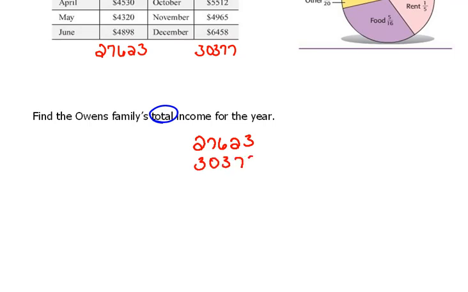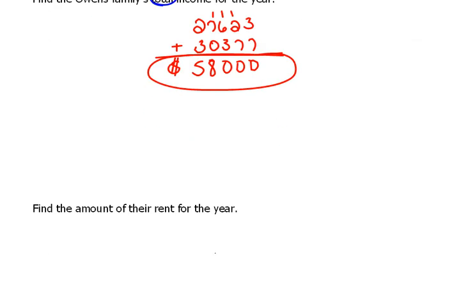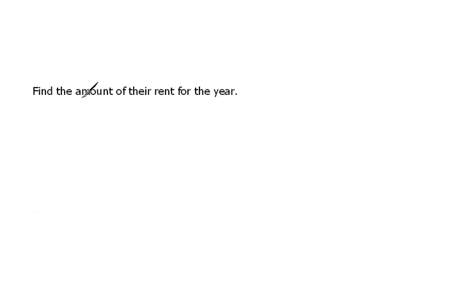So now if I add those two things together, we get 7 and 3 would be 10, 7, 8, 9, 10, 6, 7, 8, 9, 10, 7 and 1 is 8, and 2 and 3 would be 5. So it looks like their total income for the entire year was $58,000. Now let's see what they want us to do. Now it says find the amount of their rent for the year.